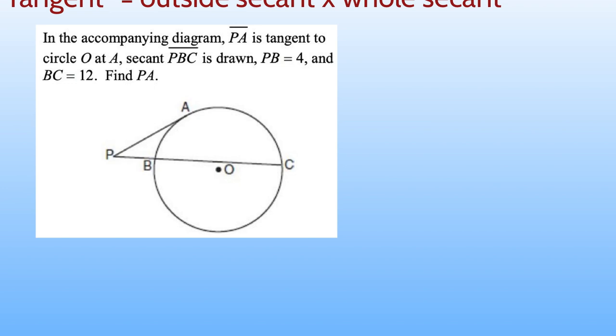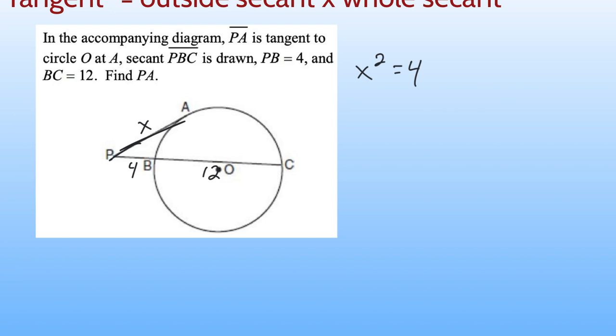So let's look at the problem we have here. In this problem, we know that PB is 4 and BC is 12. And we need to find PA. Okay, easy enough. So what we do, the tangent right here, squared. So the tangent squared is, of course, x squared. And then that equals the outside part of the secant, which is 4, times the whole secant.